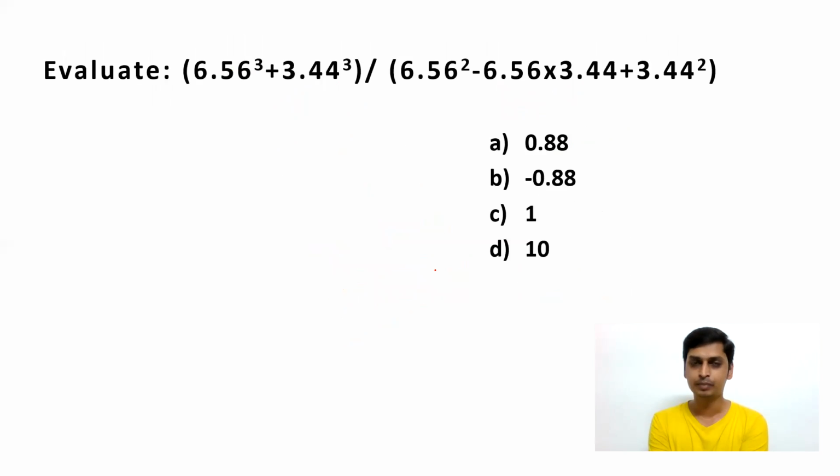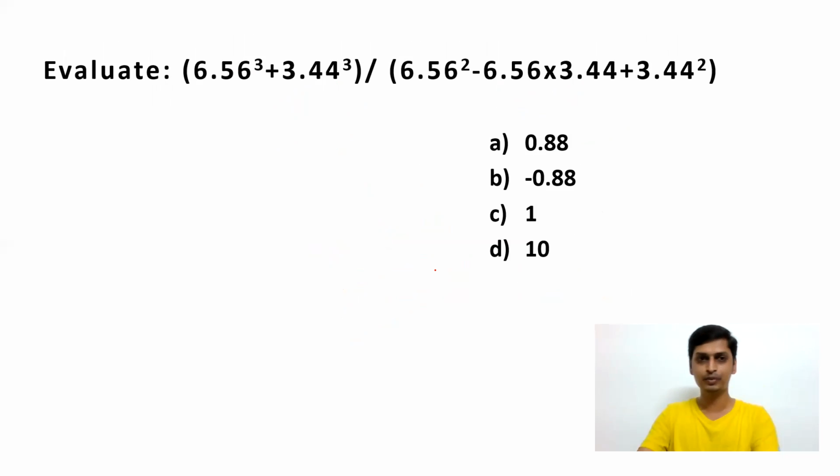So evaluate (6.56 cube plus 3.44 cube) whole divided by (6.56 square minus 6.56 into 3.44 plus 3.44 square). This looks very big, right? If you try to solve using the traditional method, definitely your exam will get over. So we can solve this problem using an algebraic formula.